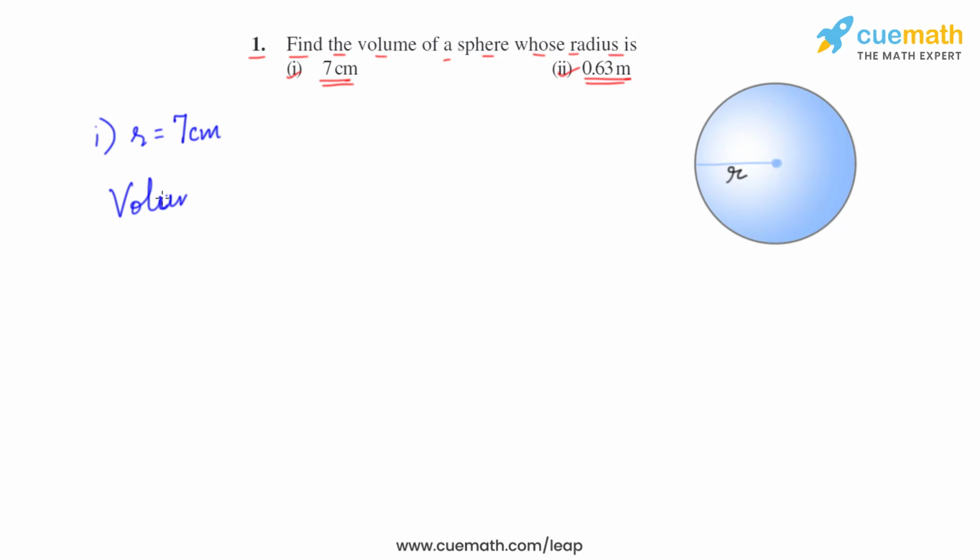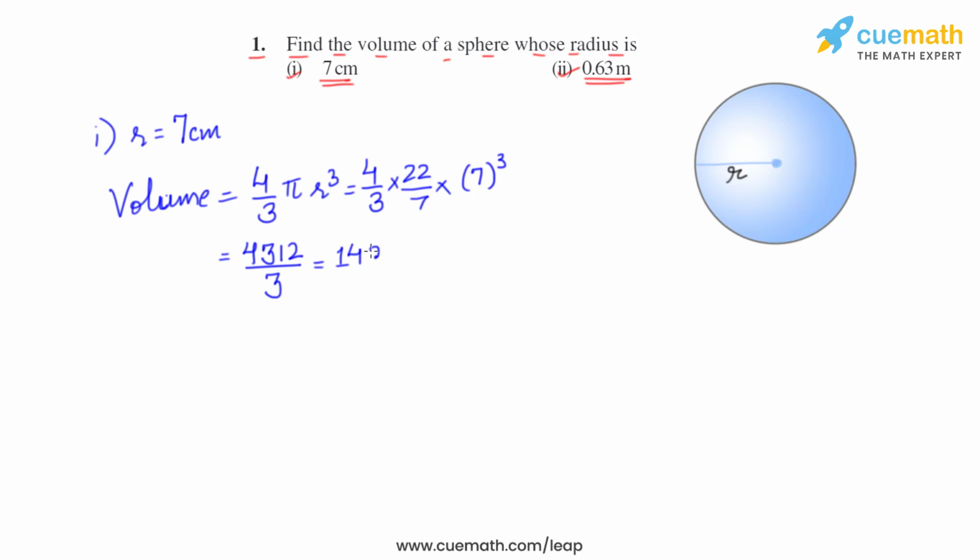The formula for the volume of a sphere is 4 by 3 pi r cube. It means 4 by 3 into 22 by 7 into 7 cube. When we simplify this, we get the answer 4312 by 3, or we can write it in mixed numbers, 1437 1 by 3 cubic centimeters. So this is the answer for the first part, that is the volume of the sphere.